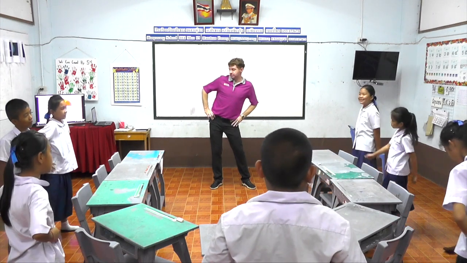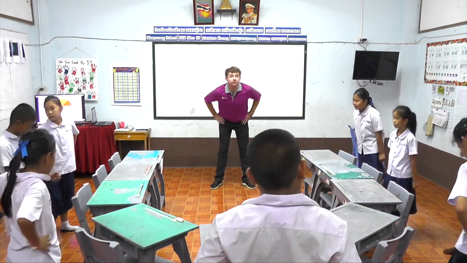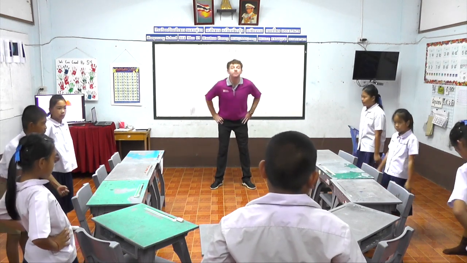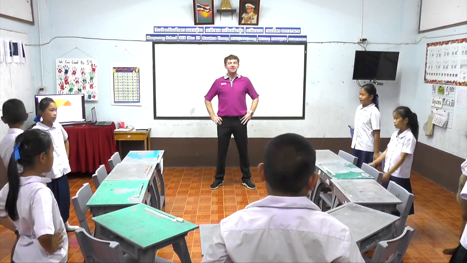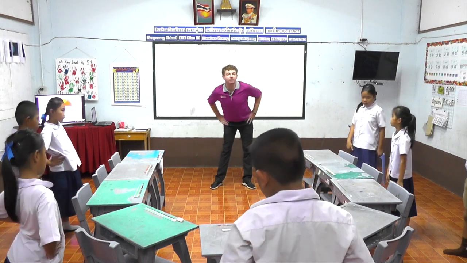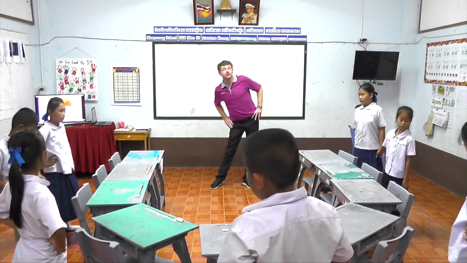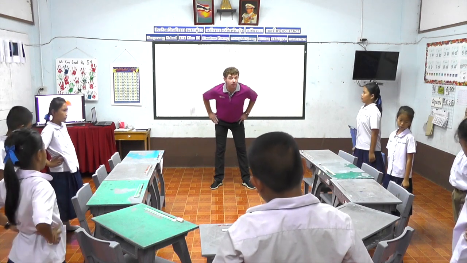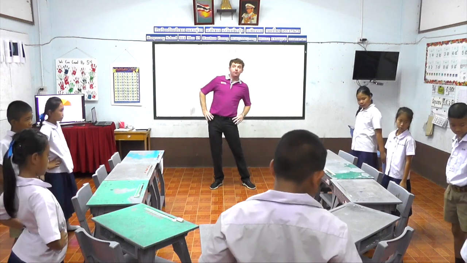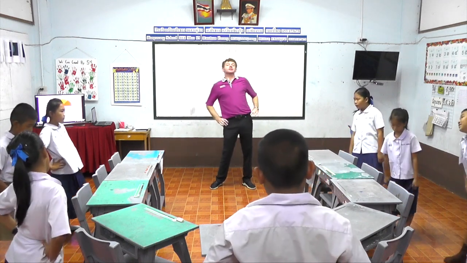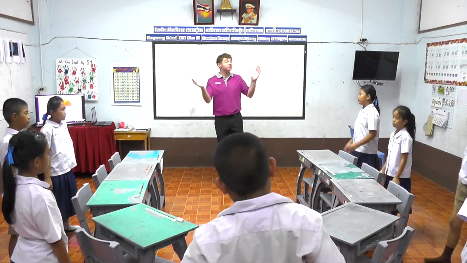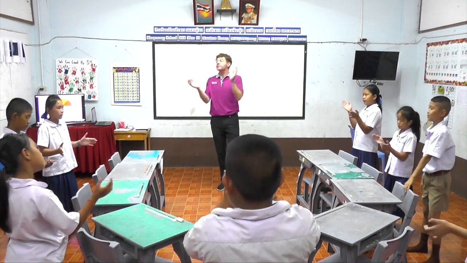Stop. Forwards, backwards, forwards, backwards, forwards, backwards. And stop. And then we'll go round and round. Give our spines a nice stretch, round and round. And stop. And then we can go the other way. Back round and round the other way. And stop. That's excellent, guys. And to finish, we'll do five claps. One, two, three, four, five.